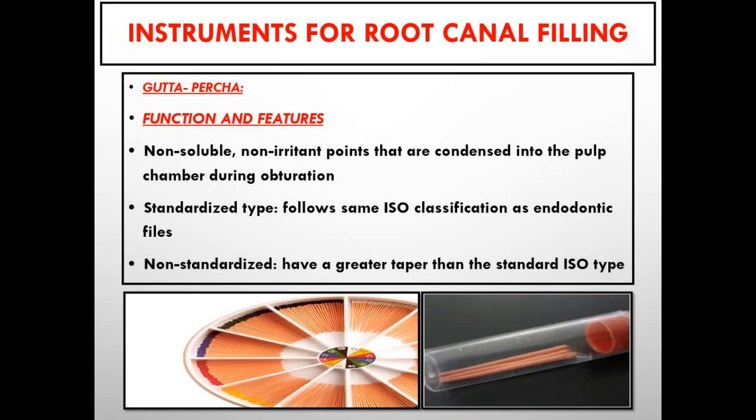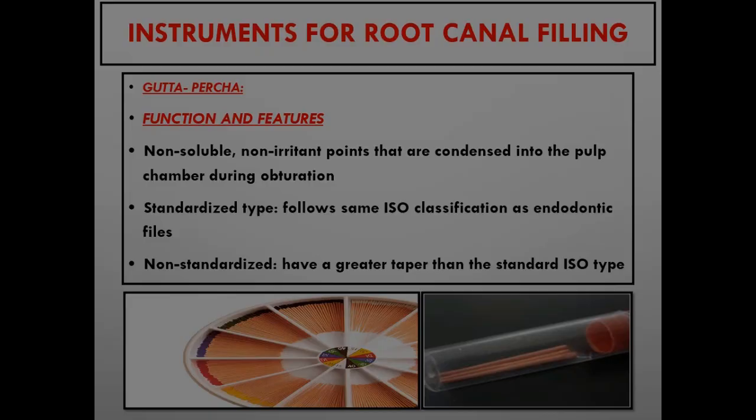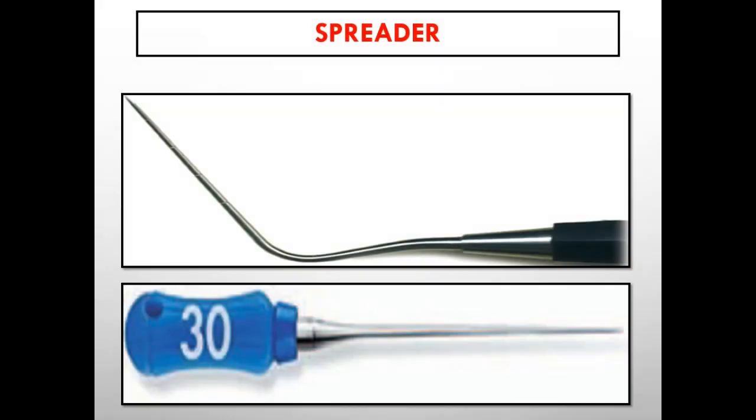And instruments for root canal filling. Gutta percha is the best material because of its non-soluble, non-irritant property, and it is condensed into the pulp chamber. It follows the same ISO classification as endodontic files. The non-standardized GP points are also available, which have greater taper than the standard ISO type. Spreader is also a quite useful instrument that can be a hand spreader or finger spreader.